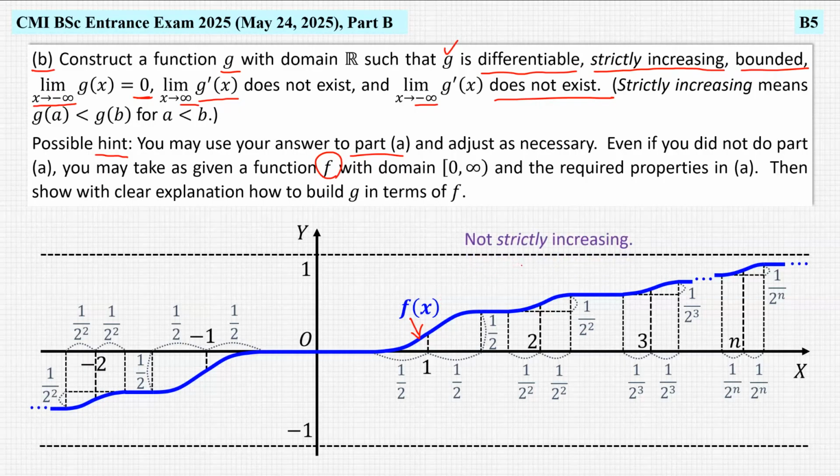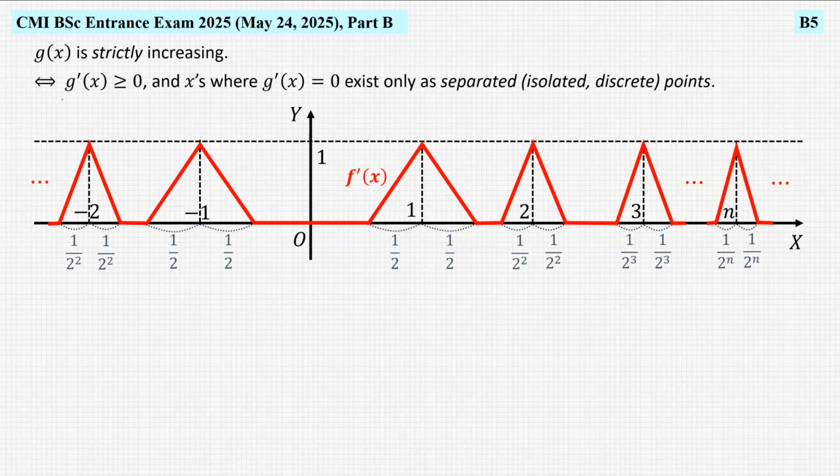First, function f is only weakly increasing, not strictly increasing. Second, the limit at negative infinity is -1, which is non-zero, so we have to somehow adjust this limit. Now, what does strictly increasing mean in terms of derivatives? Well, function g of x being a strictly increasing function means that the derivative g prime of x is greater than or equal to 0, and the x where the derivative becomes exactly 0 only exists as separated points, or isolated points, or discrete points.